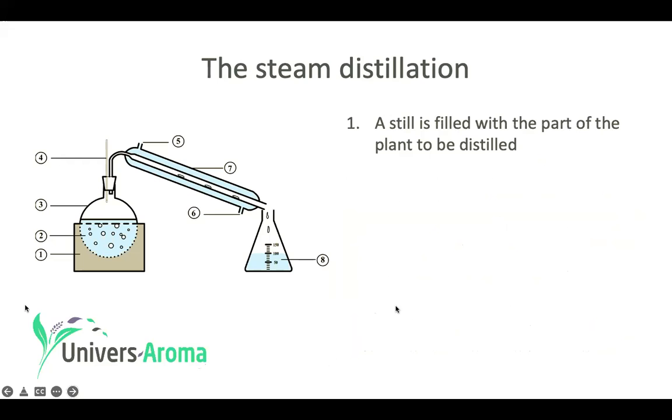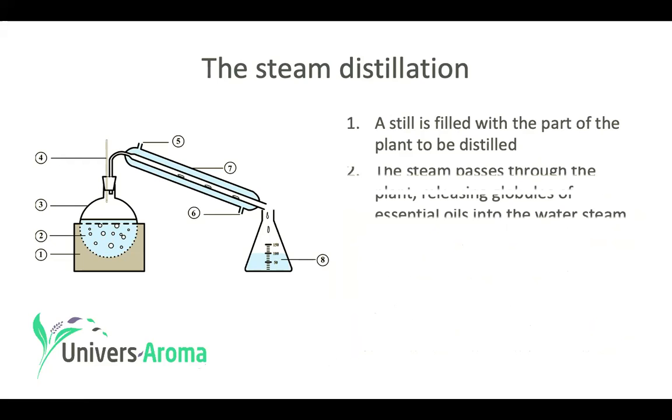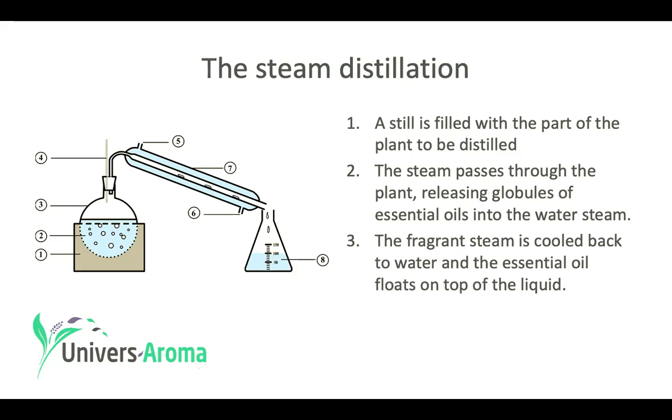So, in the still, the still is filled with the part of the plant you want to distill, and the steam passes through the plants and releases some globules of essential oils into the water stream. And the fragrant steam is cooled back to water here, and then you obtain a liquid. In fact, there are two phases in the liquid. On the bottom is something called hydrosol, and on the top is an oily liquid, and that's the essential oil.